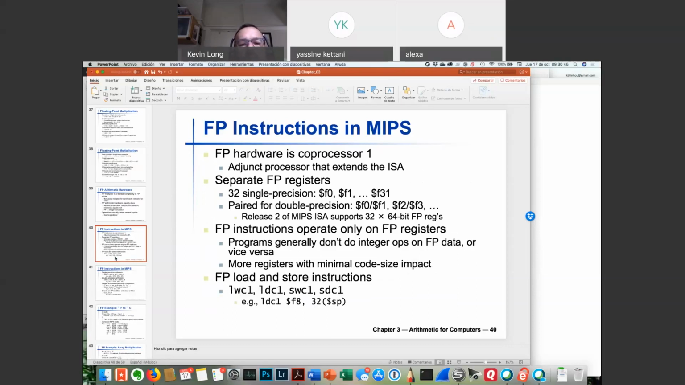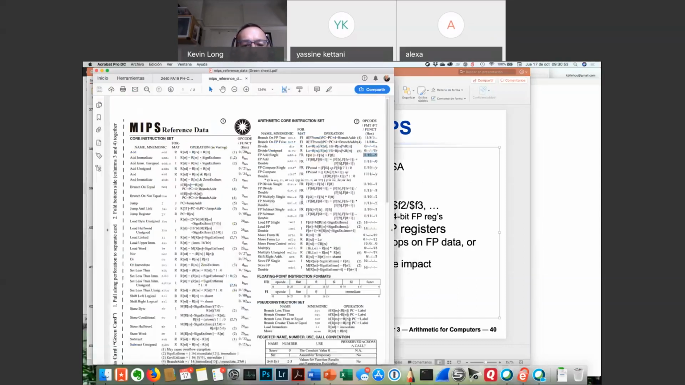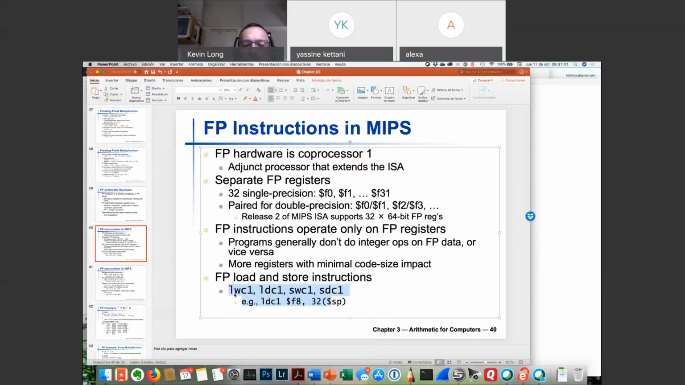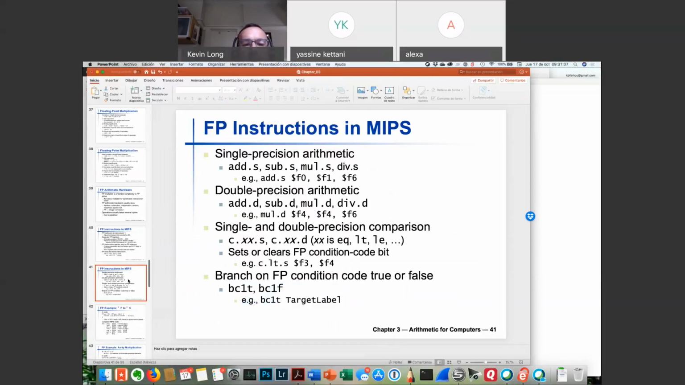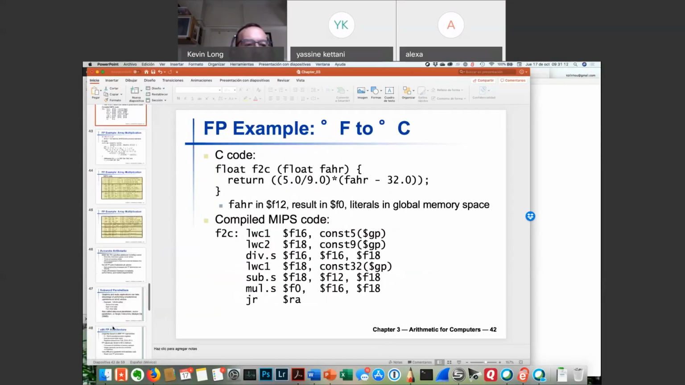Okay, so floating point instructions in MIPS have special registers. We talked about our special instructions. We took a peek at some of those things. Here are some of those L commands that they're talking about, but you also have load and store instructions that are popular as well, special ones for that. And you have single and double precision calculations in here as well.